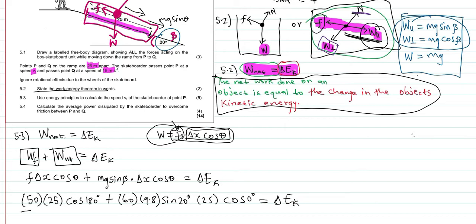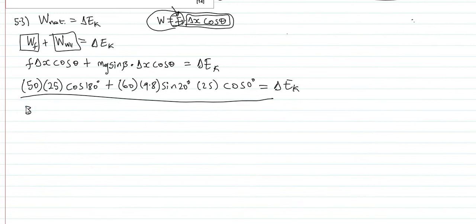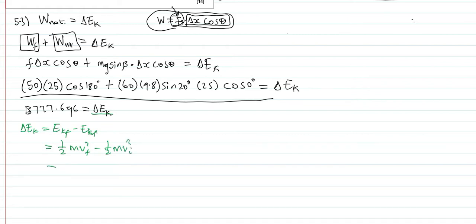On a calculator, you are going to get 3777.696. It equals the change in the object's kinetic energy. Now we know that we can rewrite this part. The change in kinetic energy could be written as the final kinetic energy minus the initial kinetic energy. This is going to be 1 over 2 mv squared final minus 1 over 2 mv squared initial. Putting everything together, we are going to substitute this here.